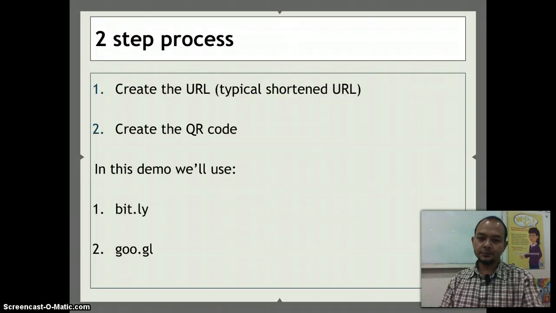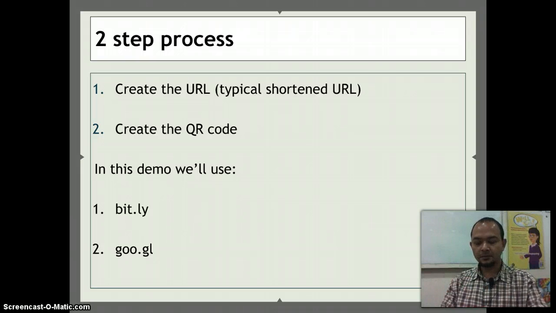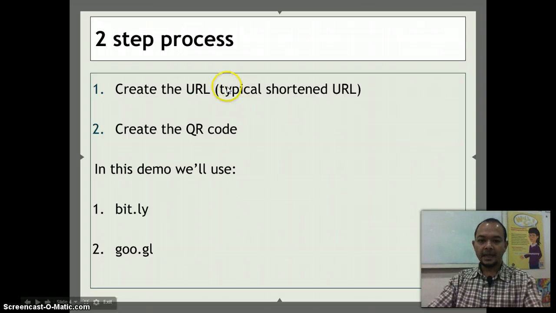Typically it's a two-step process. For this demo, I'll be focusing only on URLs, because like I said before, information embedded in a QR code can be an email address or text information, but in this case I'll talk only about URLs. First we need to create the URL, and typically a shortened URL. I'll explain in a while why it is a shortened URL. After which we create the QR code. In this demo I'll be using bit.ly and Google to show how this is done.